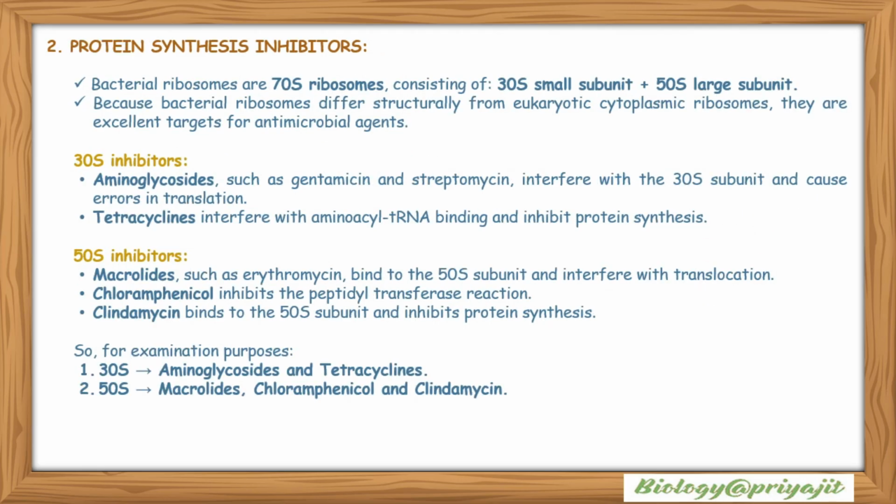Protein synthesis. Bacterial ribosomes are 70S, consisting of a 30S small subunit and a 50S large subunit. Bacterial ribosomes differ structurally from eukaryotic cytoplasmic ribosomes. They are excellent targets for antimicrobial agents. 30S inhibitors: aminoglycosides such as gentamicin and streptomycin interfere with the 30S subunit and cause errors in translation. Tetracyclines interfere with aminoacyl tRNA binding and inhibit protein synthesis.